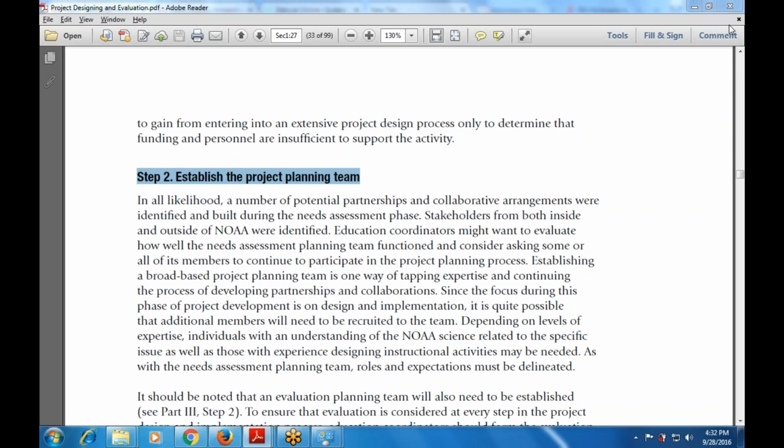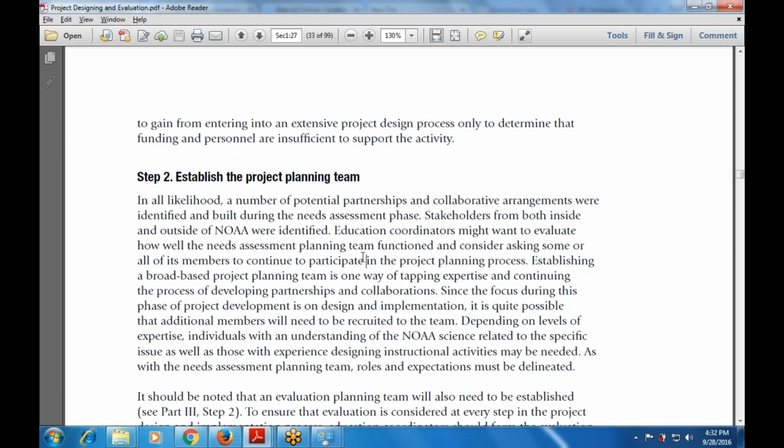Then the next part is establishing the project planning team. In all likelihood, a number of potential partnerships and collaborative arrangements were identified and built during the need assessment phase, along with stakeholders from both inside and outside of the education teams. That means we are generating the planning team. The education coordinator might want to evaluate how well the need assessment planning team functions and consider some or more of the members to continue to participate in the project planning process.